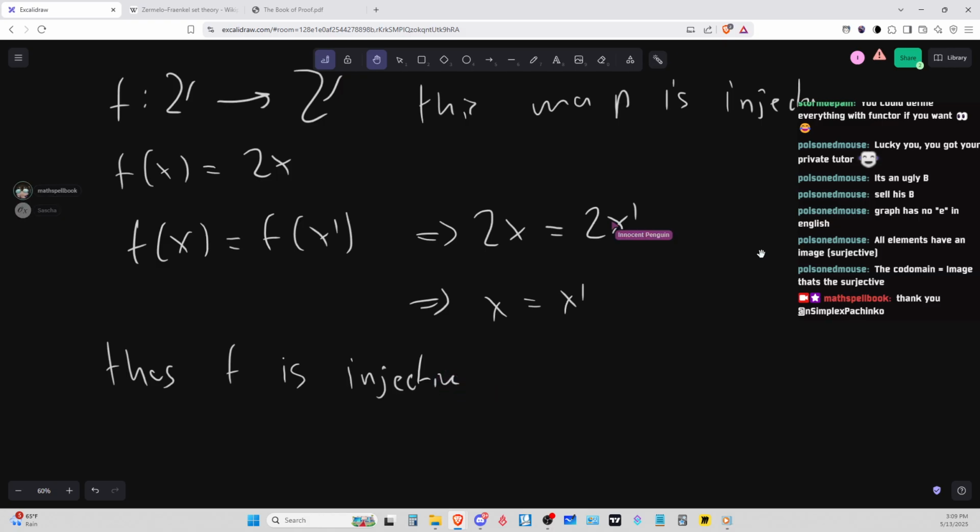But this map is not surjective, right? No, it's not, because it maps to even integers only. So for example, it will never map to 1 or 3. So it's not surjective.